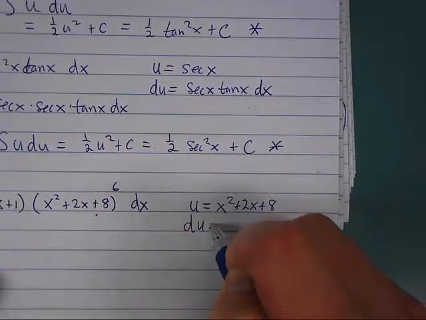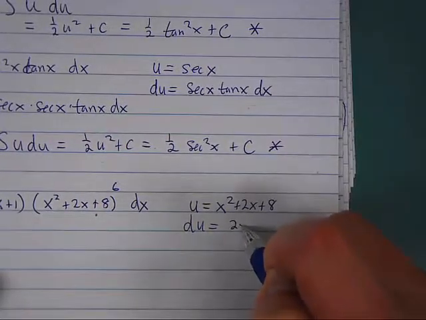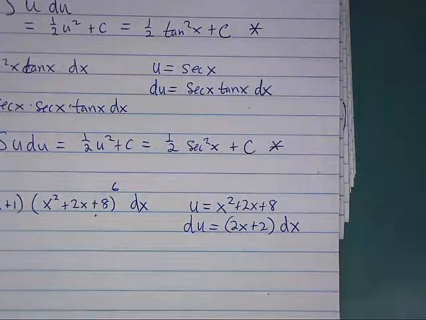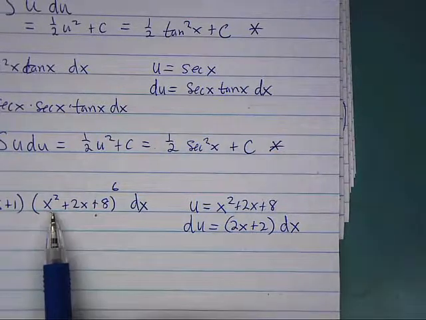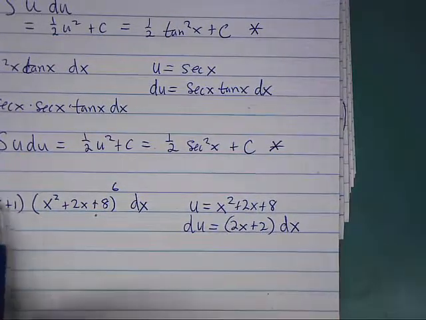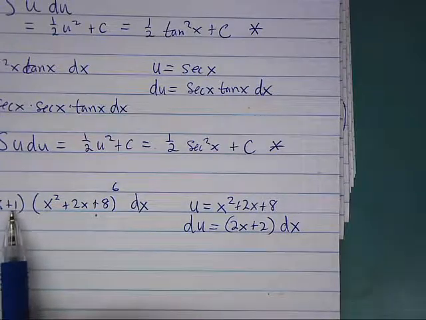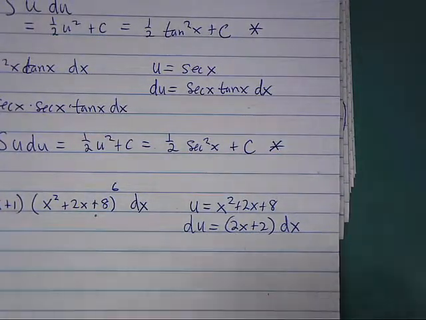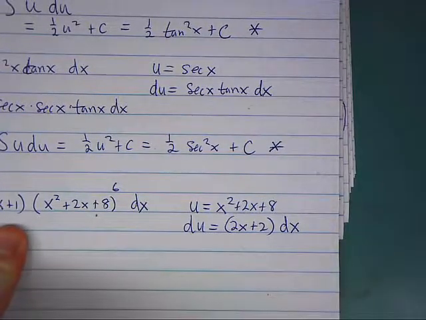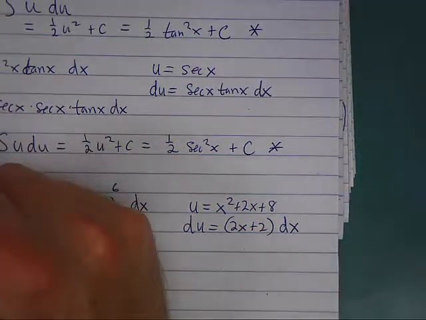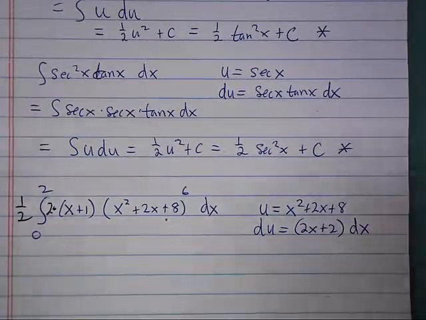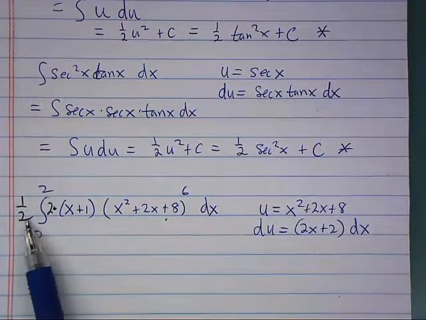So what's du? 2x plus 2 dx. Okay, so if I'm going to call x squared plus 2x plus 8 u, then outside I need to have a 2x plus 2. Do I have a 2x plus 2 out here? I don't, but I can fix it, can't I? If I multiply by 2 right there, then I have a 2x plus 2. And the penalty for multiplying by 2? Divide by 2. There it is. I multiplied by the 2, and I divided by the 2.